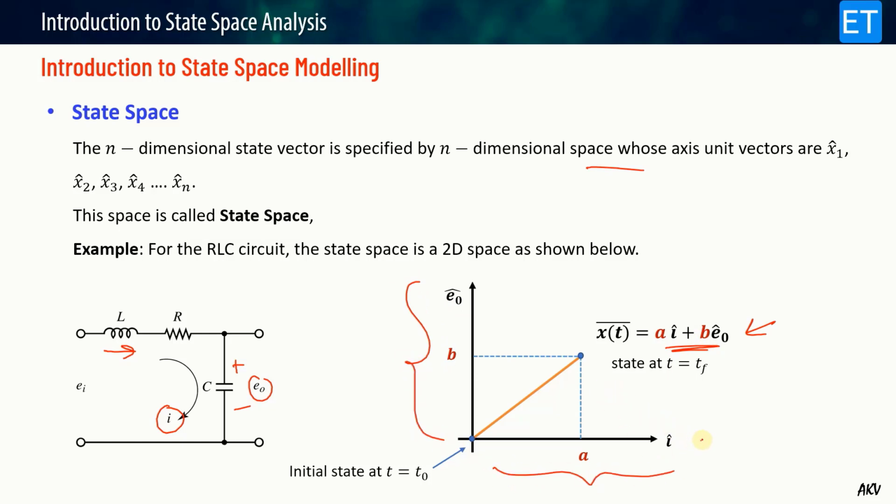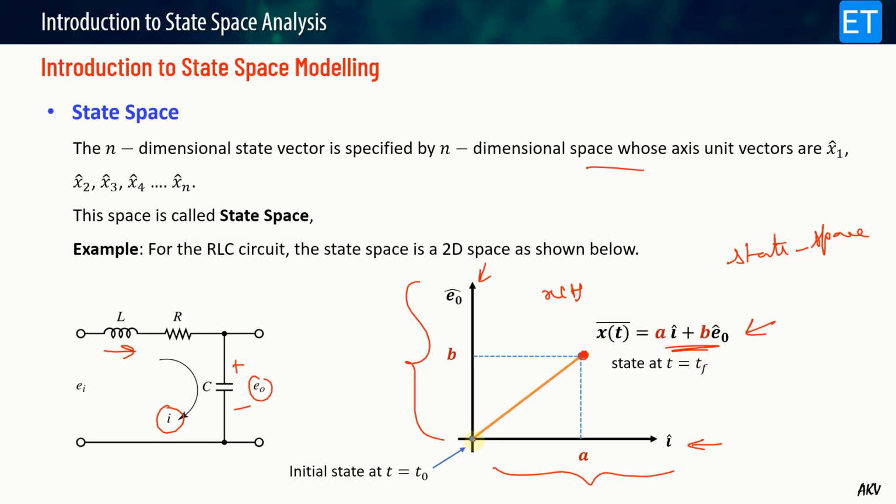Okay, so one is the current axis and the other is the capacitor voltage axis. This two-dimensional space is created by the two state variables, and this space is known as the state space. Inside this space, any point like this represents the system state x(t) at some time, let's say t equal to tf.